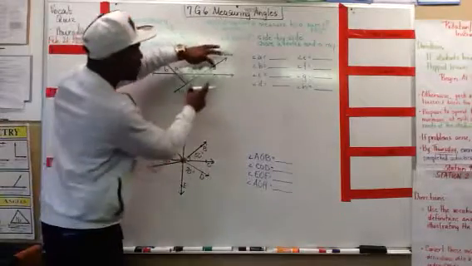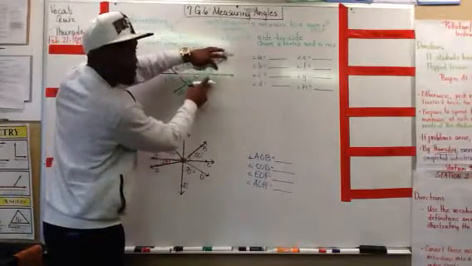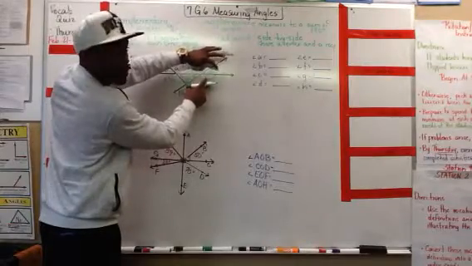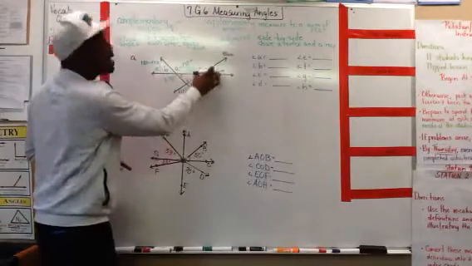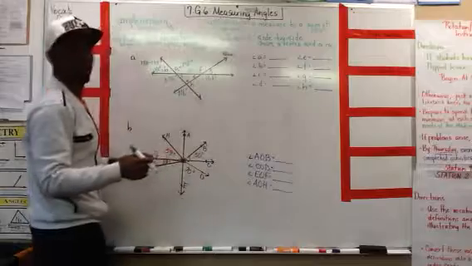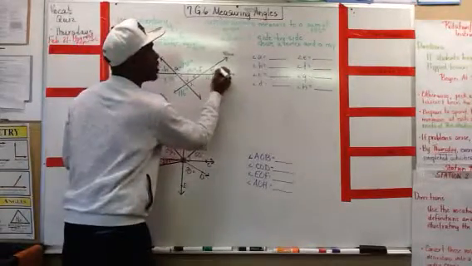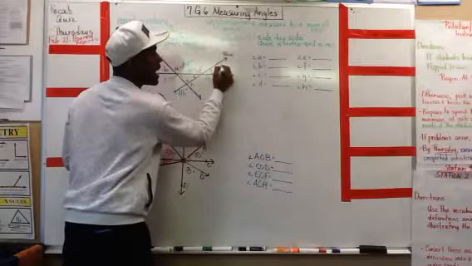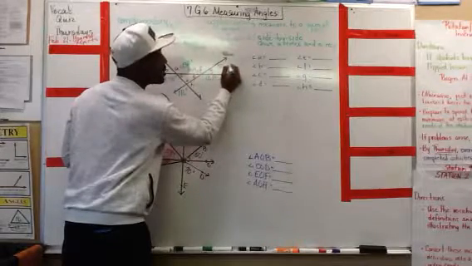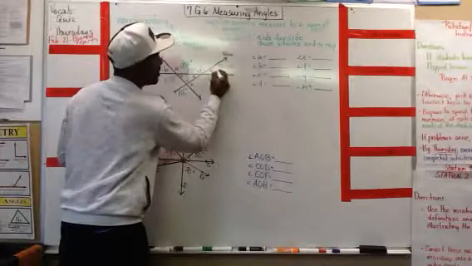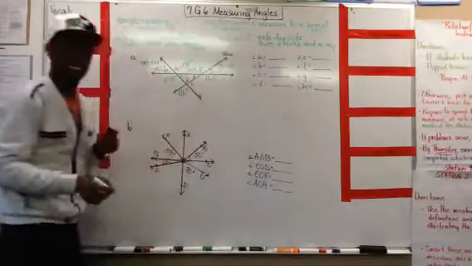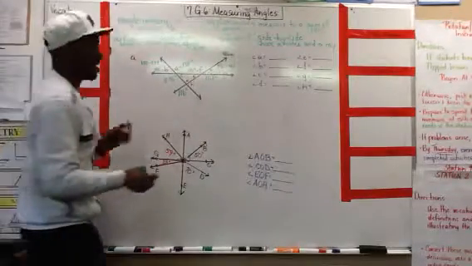Well, what do we know about these two? They're side by side, so they have to measure to what? 180. How much of it do I already have? 161. So how do I find G? 180 subtract 161, and it should give me 19 degrees. Right? Is it making sense? Yeah. All right, hold on.